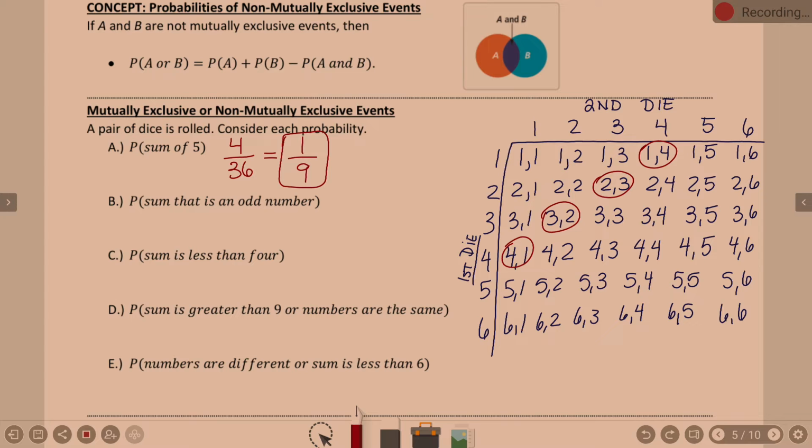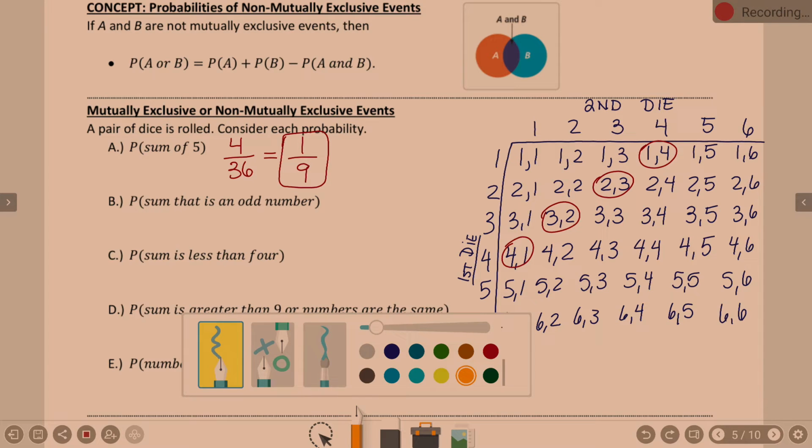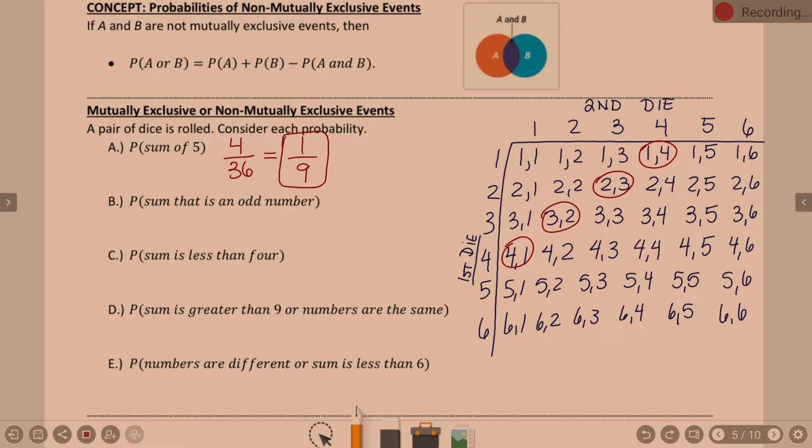Now, B, the probability that the sum of the dice is an odd number. Thoughts? Don't be just shouting out everything now. Isn't it 6 out of 36? I would have said more than that. 50%. Oh, 18 out of 36?